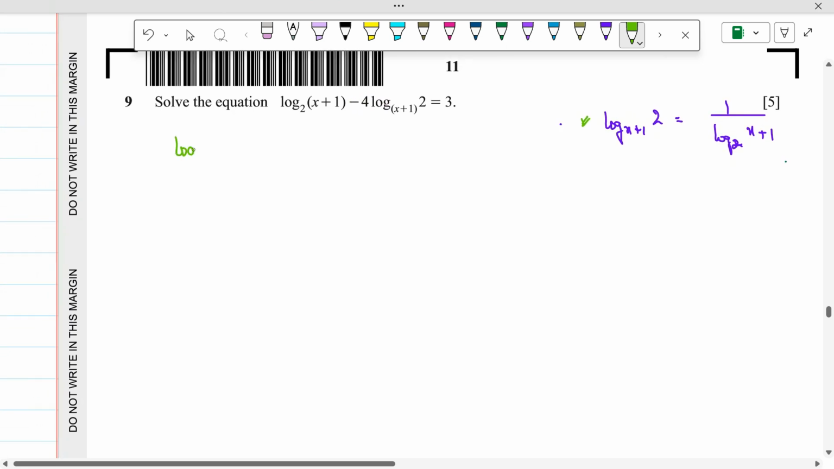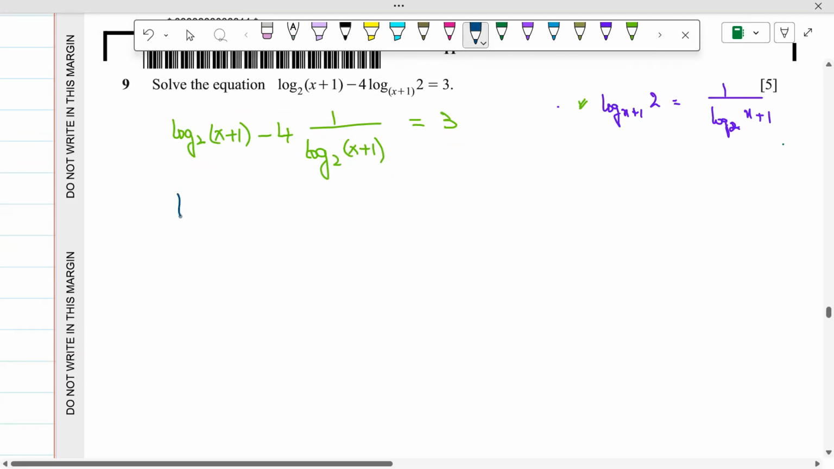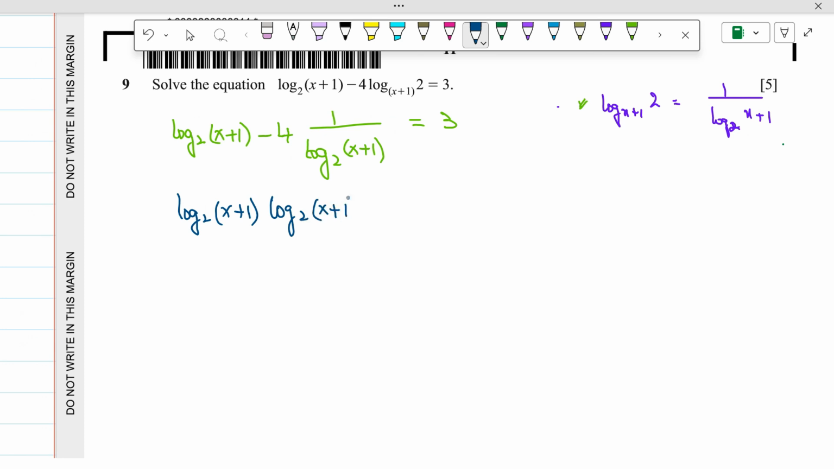So log base 2 of (x + 1) minus 4 times log base (x + 1) of 2, which is equal to 1 over log base 2 of (x + 1), is equal to 3. Taking LCM, we will have log base 2 of (x + 1) times [log base 2 of (x + 1) minus 4] equal to 3, and in the denominator we will have log base 2 of (x + 1).